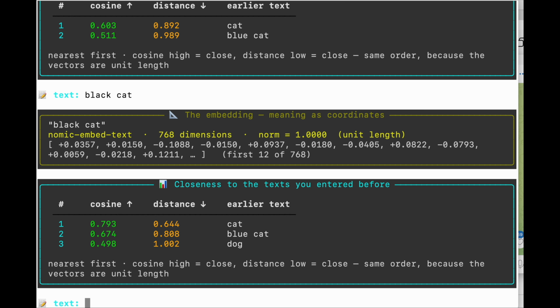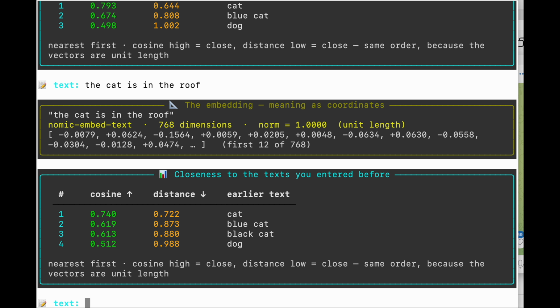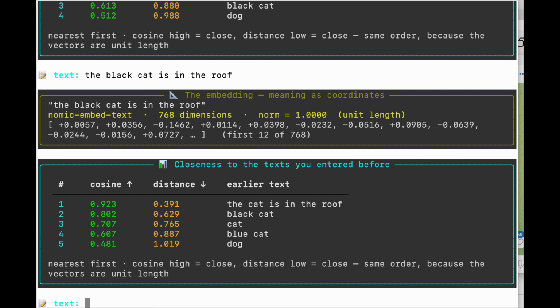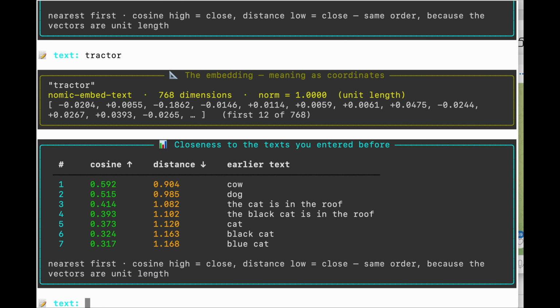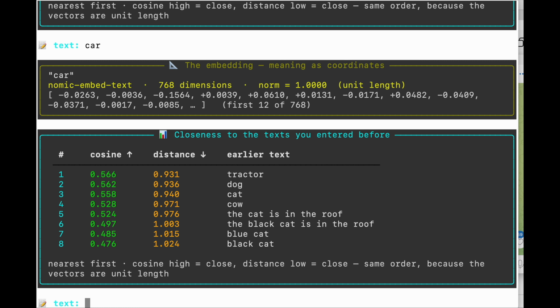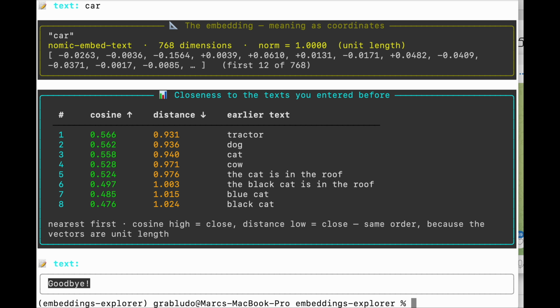Cat and dog land near each other. Nobody told the model they're both animals. It learned that from text. Keep going. Blue cat, black cat, even a whole sentence. Each one becomes a point, and the table resorts, nearest first. Watch the two columns agree on the order every time. Because the vectors are all the same length, the two measures are really one geometry. Now, cow, tractor, car, and car lands closest to tractor. Meaning became distance. That's the idea behind dynamic RAG. Once meaning is geometry, finding what's relevant is just finding what's near.